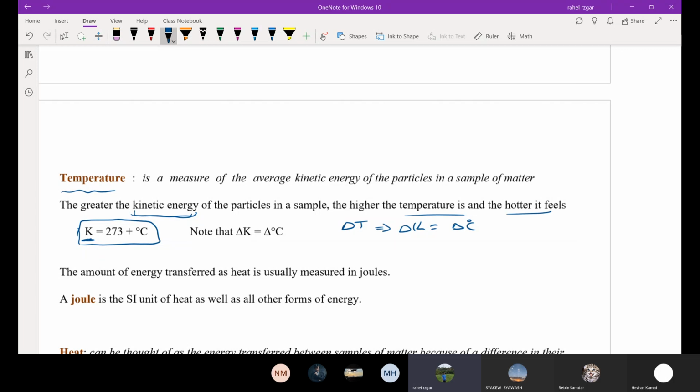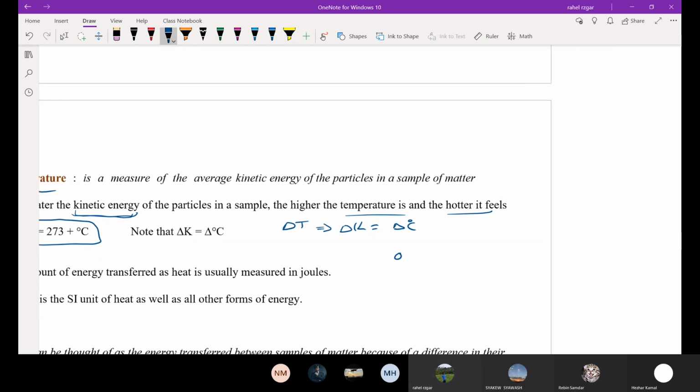Let me give you an example. For example, 0 Celsius to 25 Celsius. What is the difference here? Or let's say 10 Celsius to 25 Celsius. What is the difference here? The difference between these two is 15 Celsius. So this is the difference.